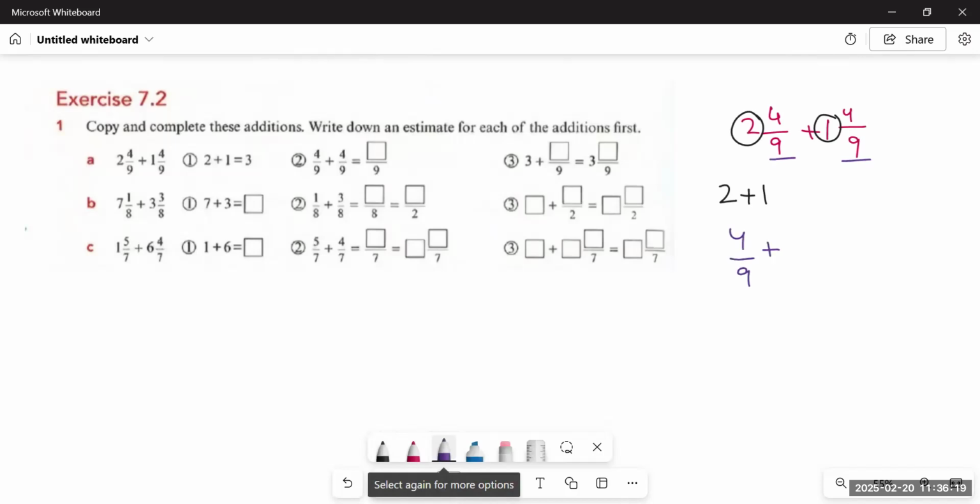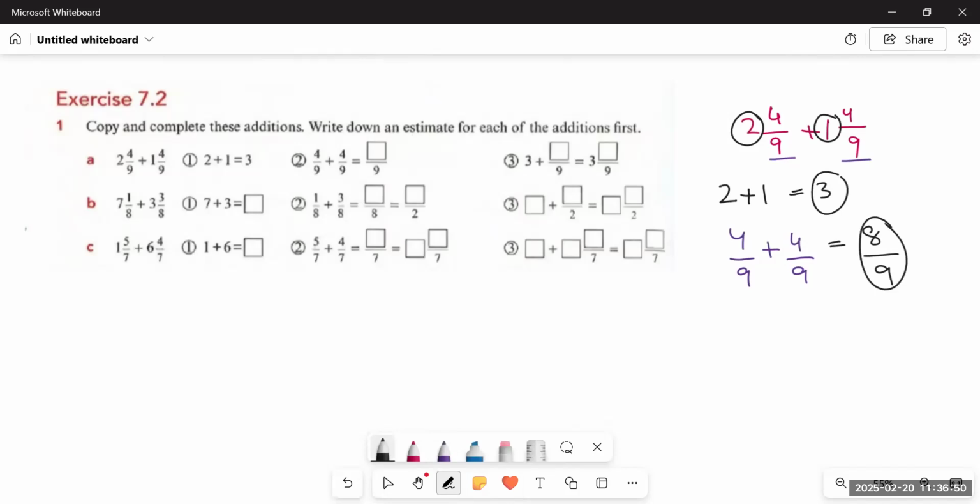And after adding them all, what will we do? We will just sum them up. How? 2 plus 1 is equal to 3. And since the denominators are the same, the key to add or subtract fractions is that the denominators should be the same. So in this case, we can simply add the numerators. So it would be 4 plus 4 is equal to 8 upon 9. Now what will we do? We will combine the two, the whole number and the fraction. It will give us 3 whole 8 upon 9.